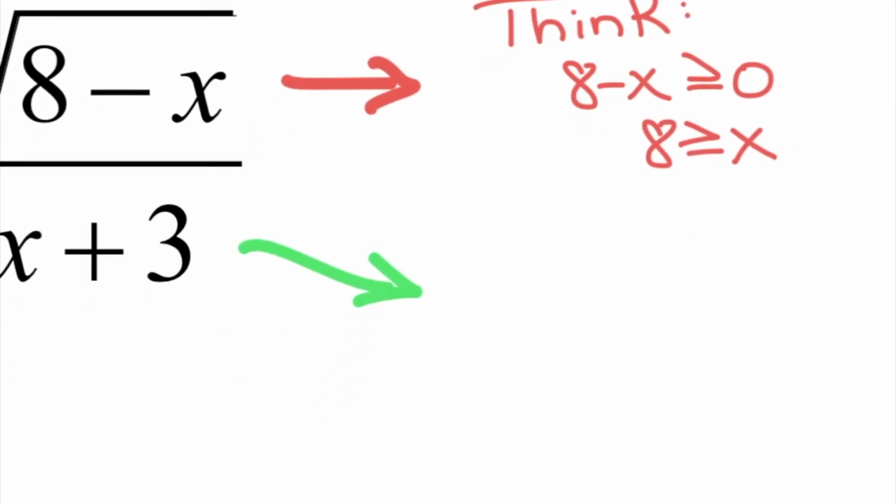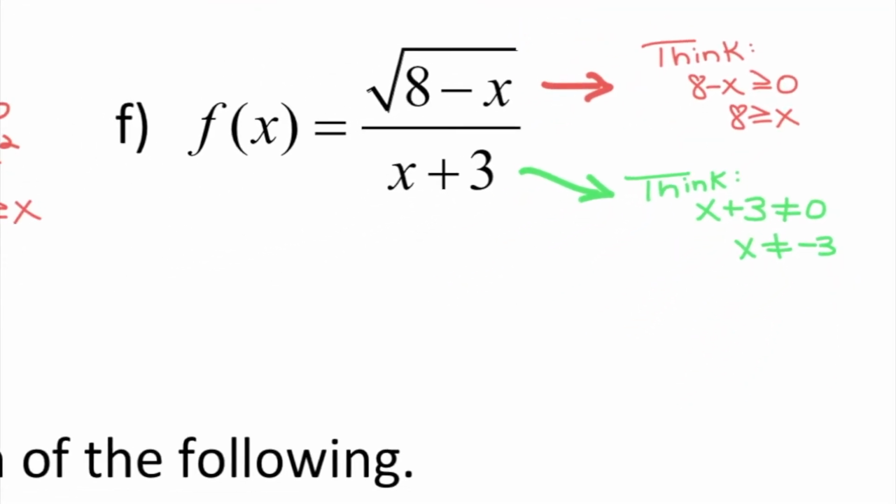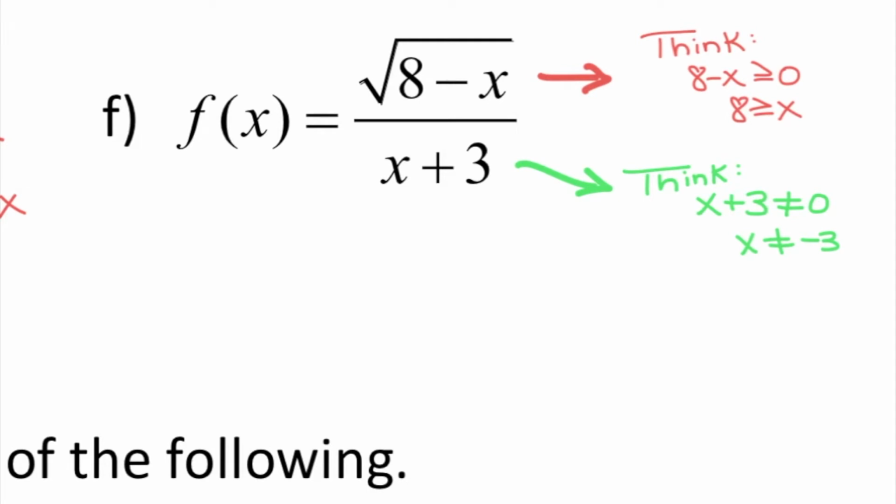And for the denominator, you're thinking to yourself that x plus 3 cannot equal 0. So x cannot equal negative 3. What's going to happen, in a minute you'll look at the graph, is that you're going to find that you have an asymptote at x equals negative 3. So this is going to be an asymptote. And you're going to have an endpoint at positive 8.